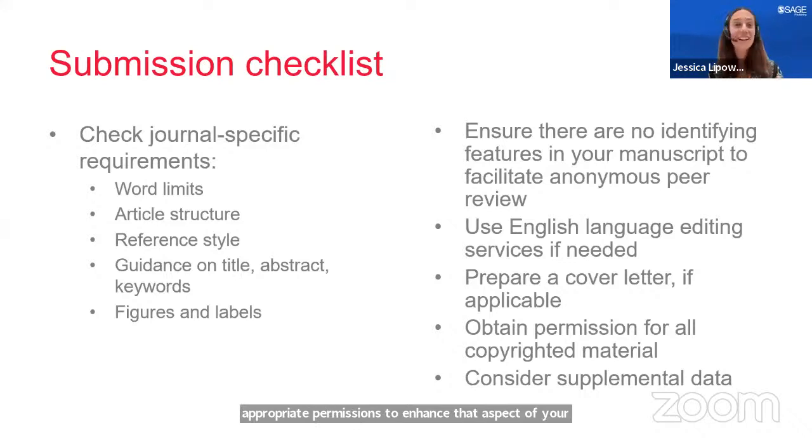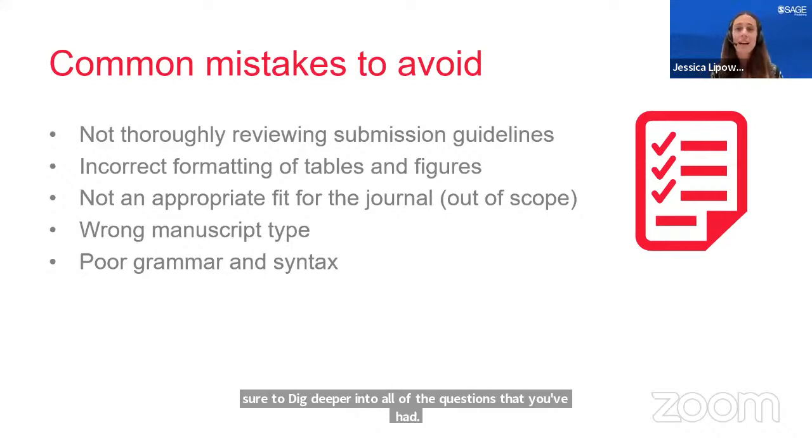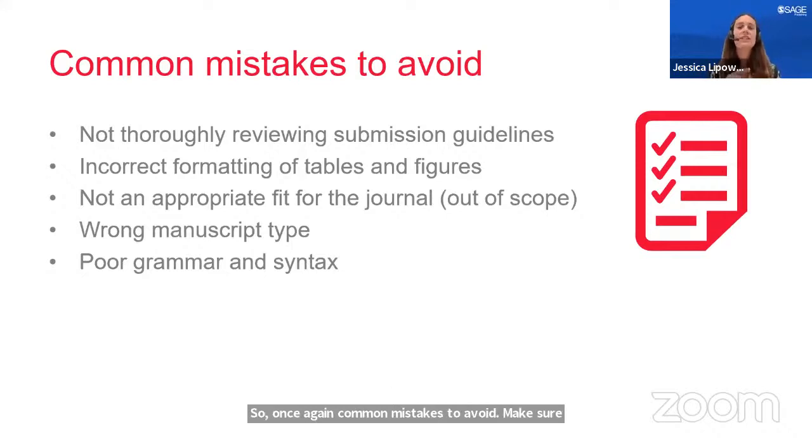We will have additional webinars and guidance on it. Part of this series is that we really wanted to make sure to dig deeper into all of the questions that you've had. So once again, common mistakes to avoid: make sure your tables and figures and document are formatted correctly, that it's not out of scope, that the journal does accept this particular manuscript, and check to make sure that it's readable. The copy editing team at the publisher will go through and provide some copy editing, but they will not change your author voice. So make sure that you've done any heavy editing up front.